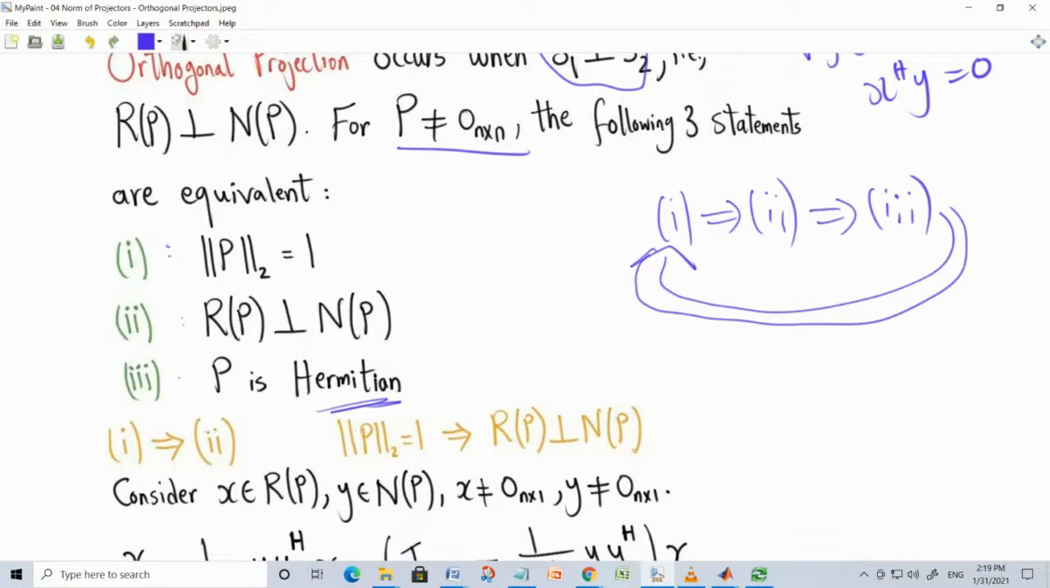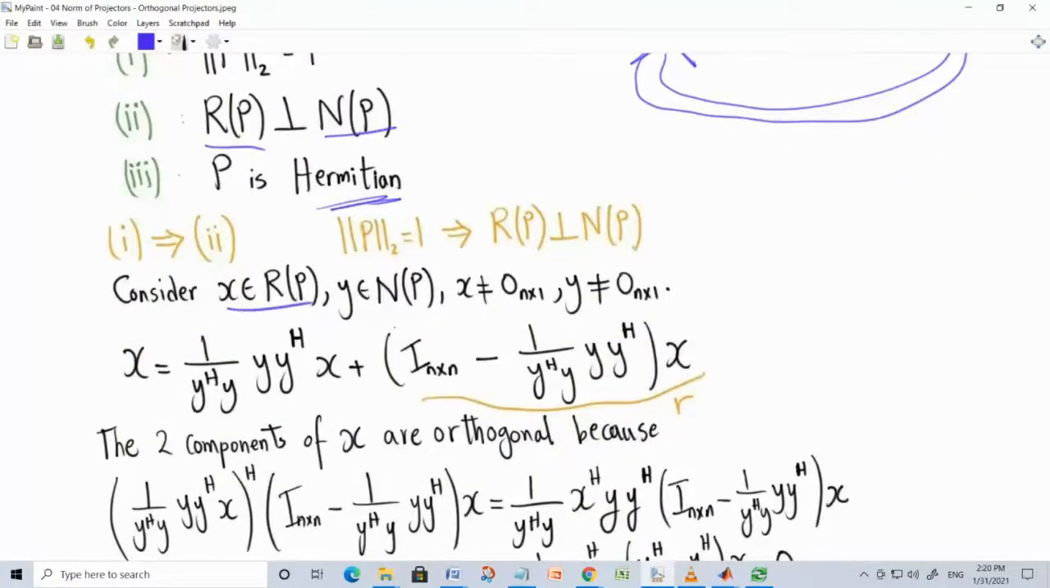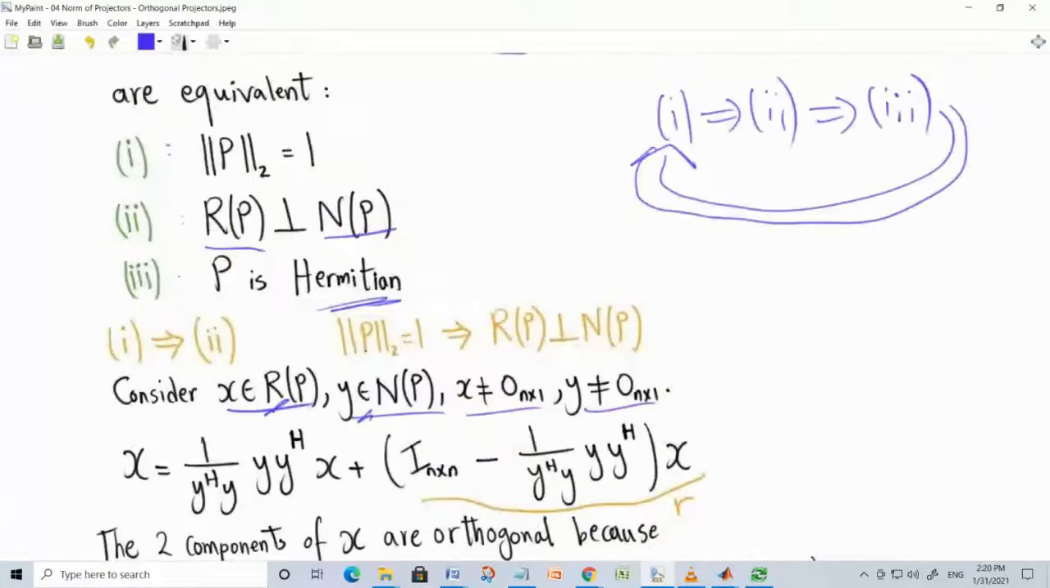Okay, so let's focus first on showing that if you have a non-trivial projector and its L2 norm is exactly equal to 1, then yes, the range of the projector is orthogonal to its null space. Pick a vector in the range and pick a vector in the null space, and those two vectors are not the all-zero vector, because trivially the all-zero vector is perpendicular to any vector in the space. So we will focus on two vectors that are not the all-zero vector. One of them is in the range and one of them is in the null space, and our objective is to show that if the L2 norm of matrix P is unity, then vector x and vector y are perpendicular.